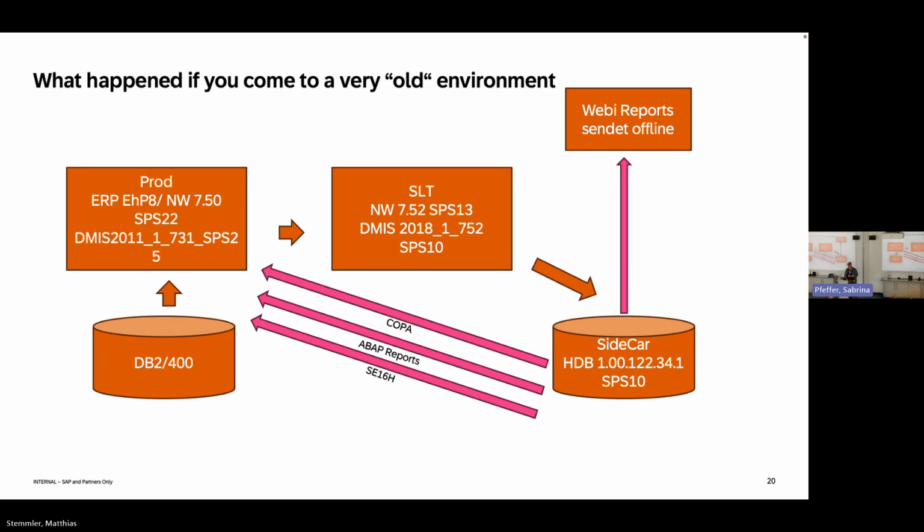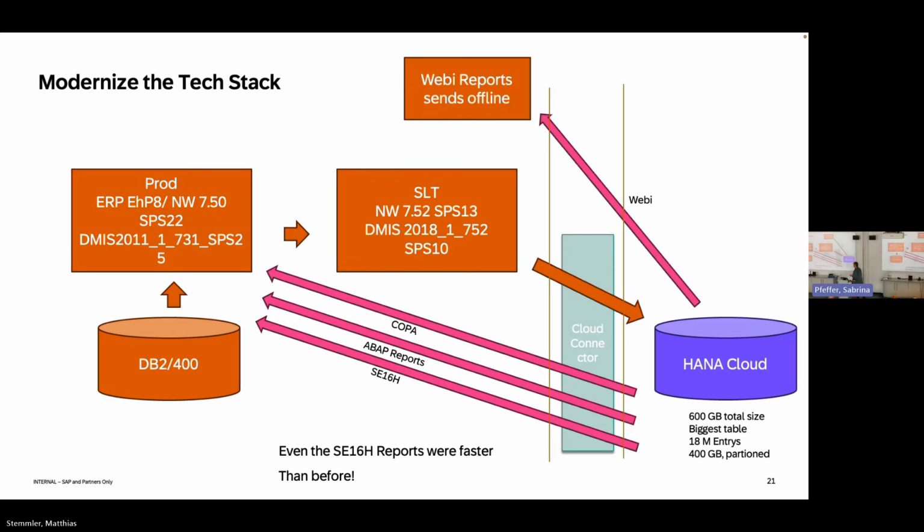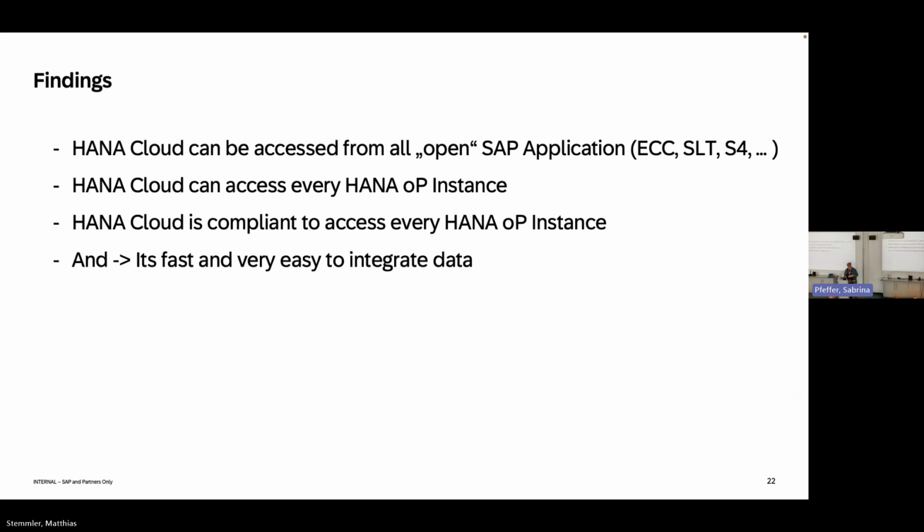Also here, what we did is exchange this with HANA Cloud. That's not that big, 600 gigabytes of total size. The biggest table has 80 million entries, 400 gigabytes per table, which is not that big, but we can do this. The other thing is, all our ABAP tooling, or most of our ABAP tooling, can also connect to HANA. So HANA Cloud can be accessed from all open SAP applications.